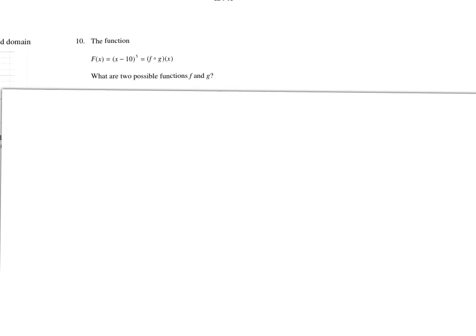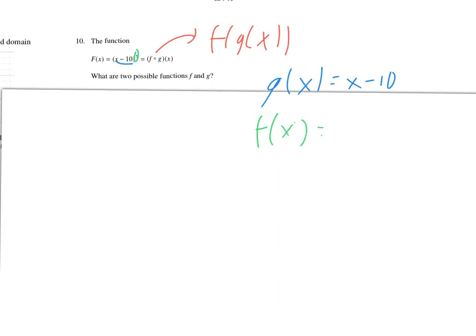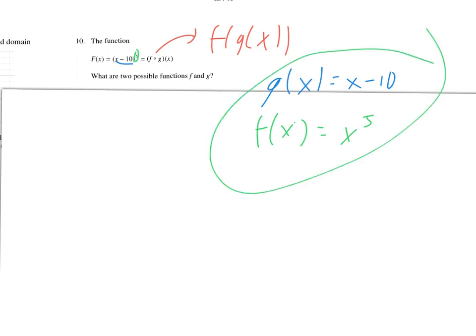All right, next up here we have this function. They call it capital F, and they're saying it got created by composing two functions, f of g of x, in that order. And so what are two possible functions for f and g? There are multiple correct answers for this, but I would say that the most logical way to think about it would be that the inside here would be g of x as x minus 10, and then the outside is really the fifth power, so I'd say f of x equals x to the fifth power. So if I did plug that g into f, that would create that final answer. So this is kind of like asking for the question.